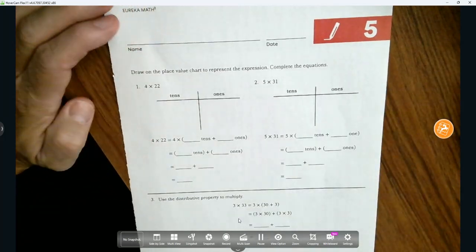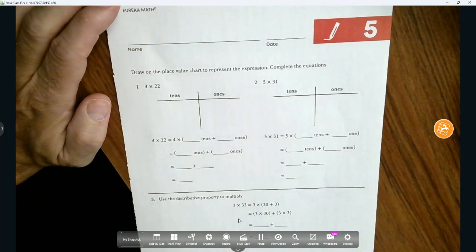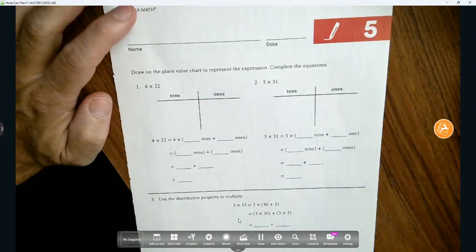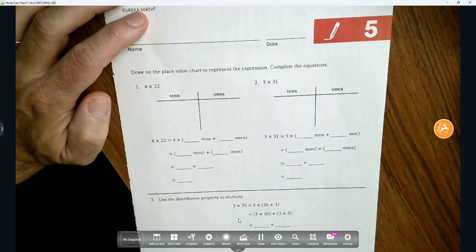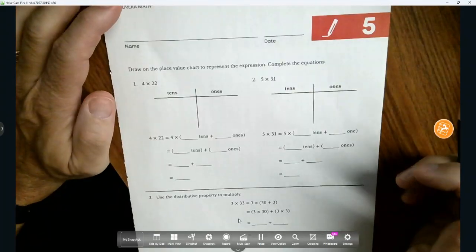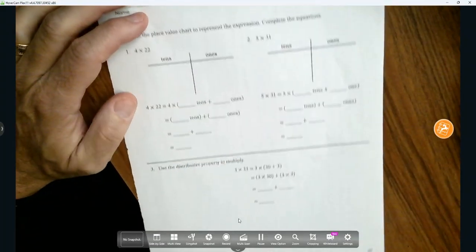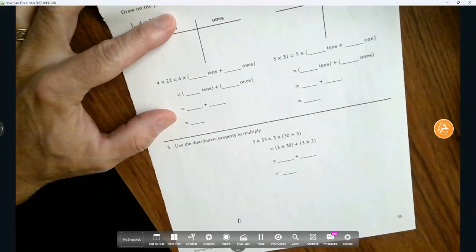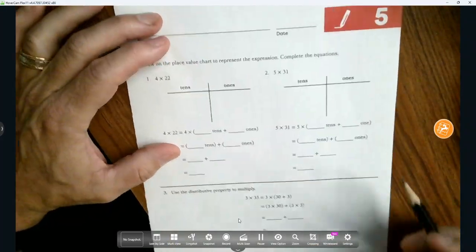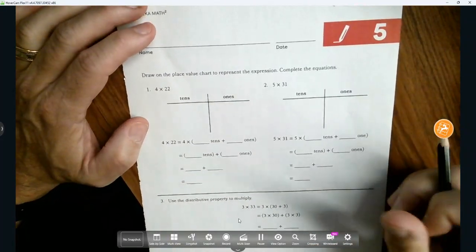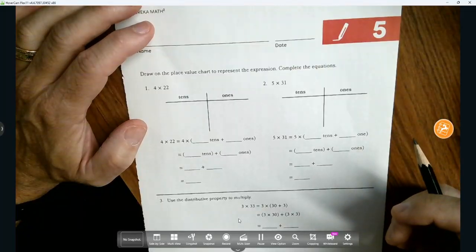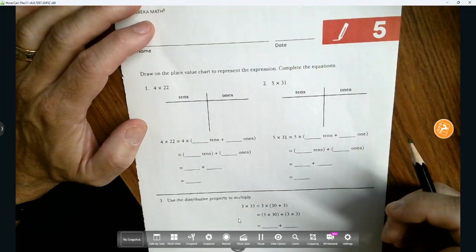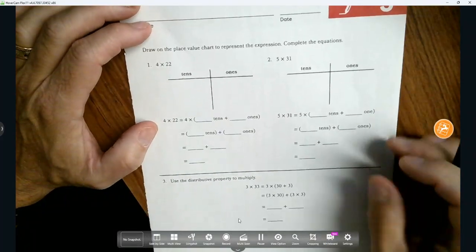All right, here is math homework for Eureka Squared Math, Lesson 5 from Module 2. So Module 2, Lesson 5, Eureka Squared Math. This is page 35. You can see it down there. If you're in my class, this is for October 21st. That's the homework you should be doing.